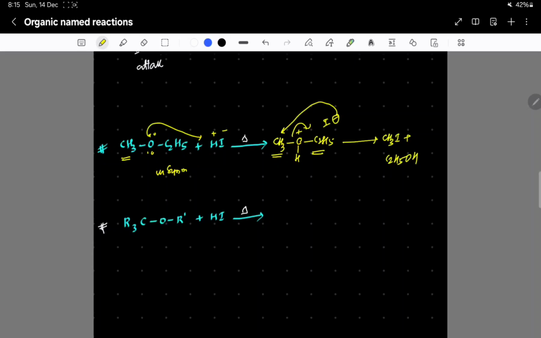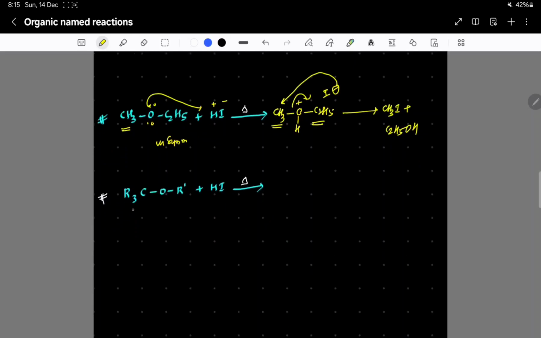Now look, we have a 3 degree carbocation case. I will write this as R and R dash. Same reaction: the step 1 process is protonation of oxygen. Now you will get R and R dash with protonated oxygen. Now the I minus will attack, and that depends on our substrate.